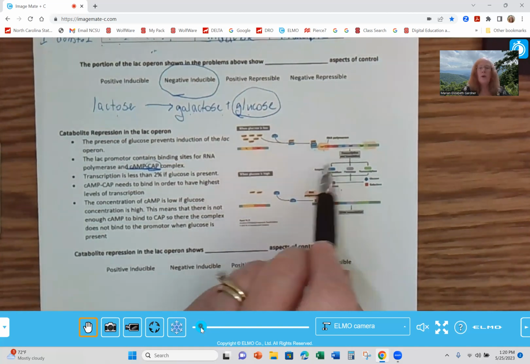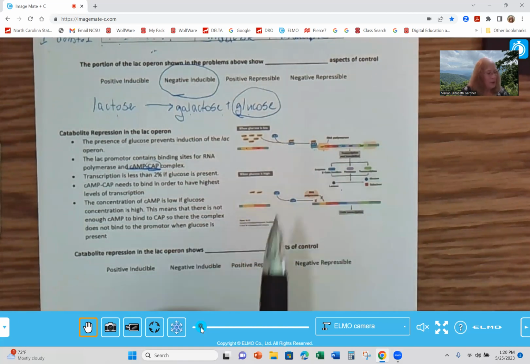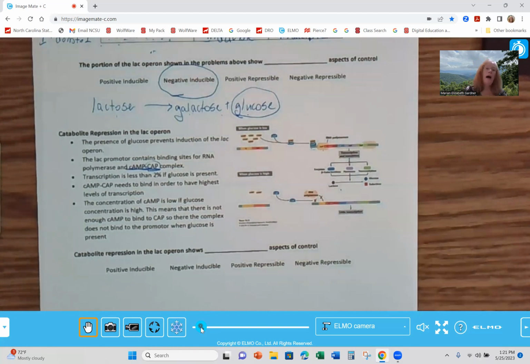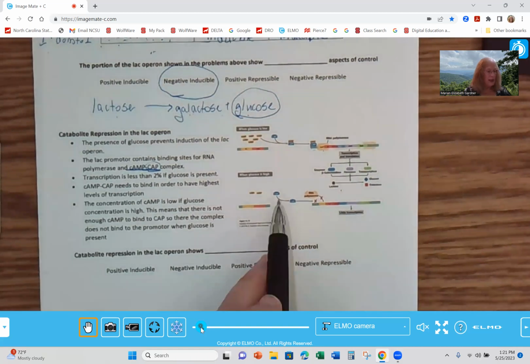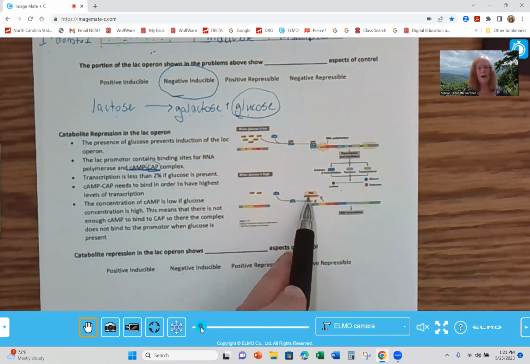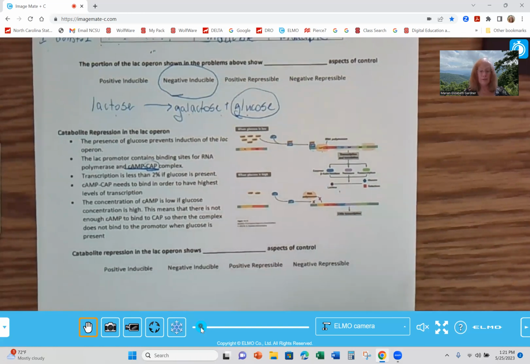However, when there's not much glucose present, there's a lot of cyclic AMP. But there's a little loop where if glucose is in high concentration, it prevents cyclic AMP from being formed. So if glucose is high, we don't have much cyclic AMP. And even though we have CAP, the catabolite activator protein, it cannot bind by itself, which means RNA polymerase really doesn't bind well, and transcription does not occur.